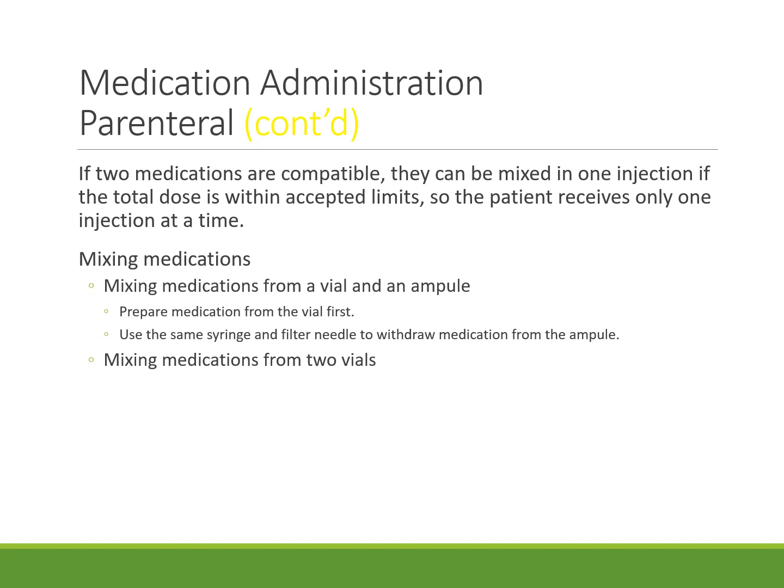Insulin is compatible, because it has rapid acting, intermediate acting, and slow acting insulin. So we usually administer this, or the patient independently administers this, because they are compatible to be combined in just one syringe. So mixing medications from a vial and an ampule, you have to prepare medication from the vial, or you have to mix the medication from the two vials, provided that both medications are compatible.